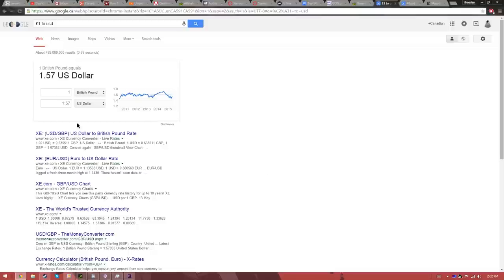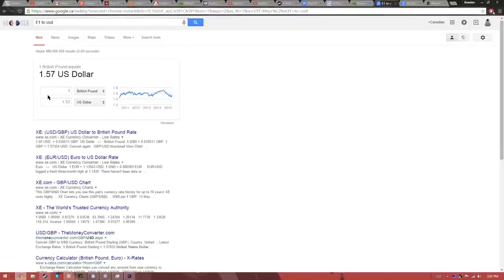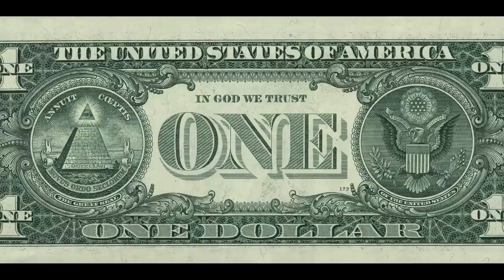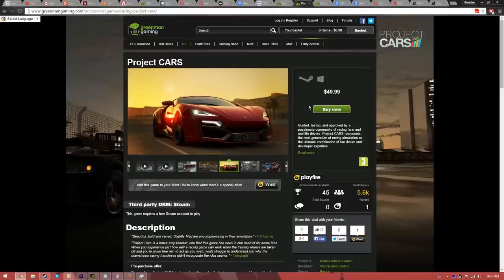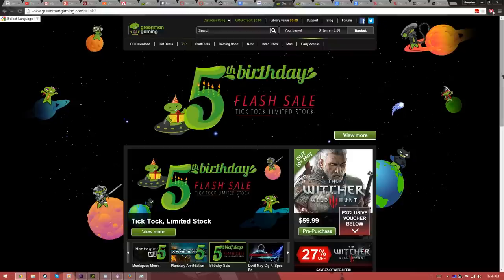As many of us know, or at least should know, £1 does not equal $1 US dollar. But to put the conversion into perspective, if you were to buy Project Cars on Green Man Gaming using pounds, it would come out to almost $63 US dollars when it should only cost $49.99 US dollars for the conversion. Taking advantage of this is extremely wrong, but sometimes companies just can't help it, it's not entirely always their fault.